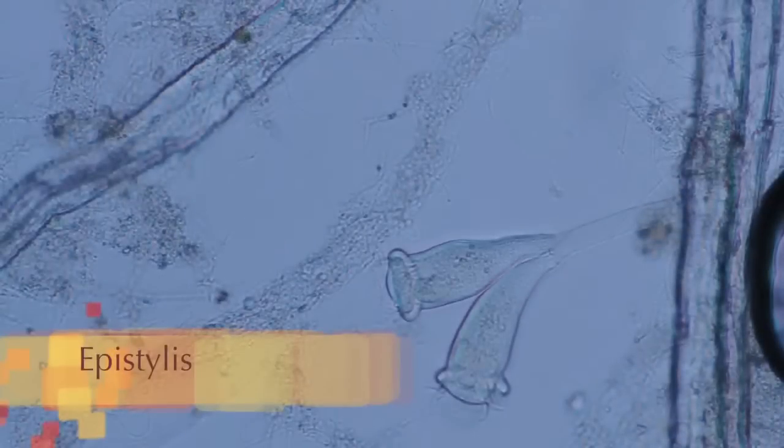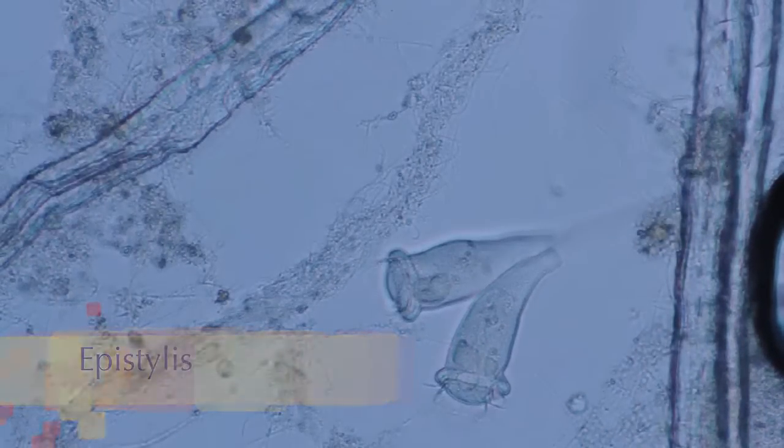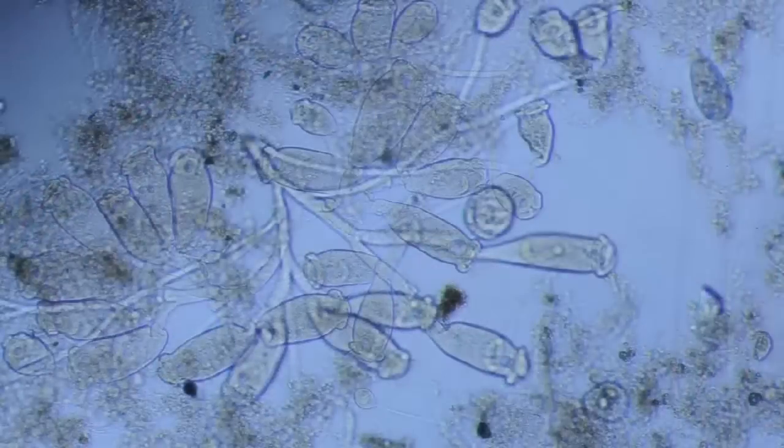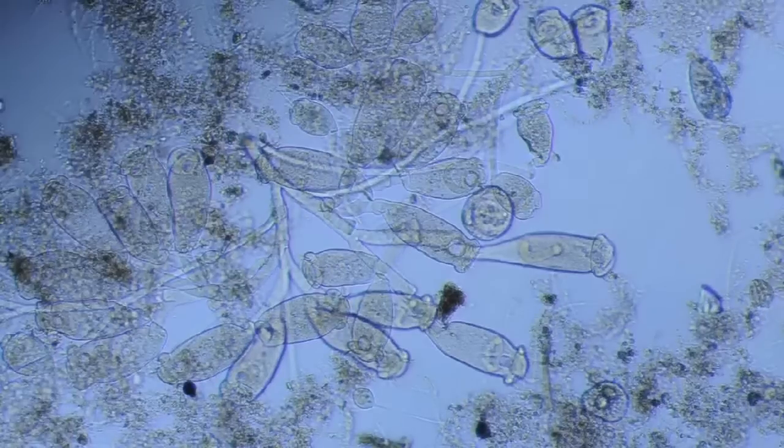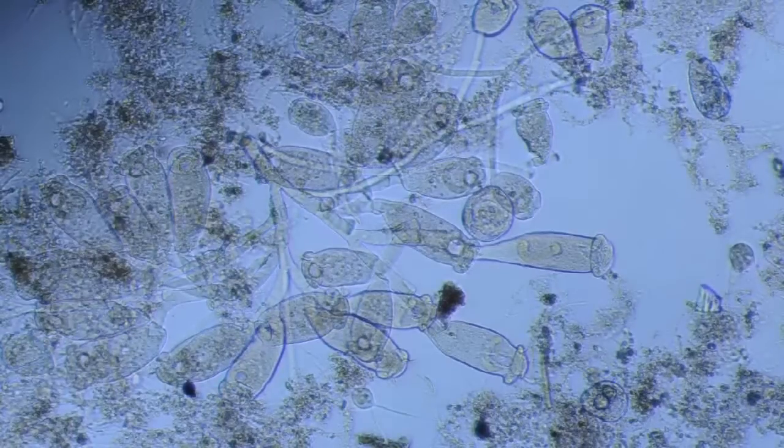Then there's Epistylus. Similar to Vorticella, Epistylus also uses his tail to latch onto bacterial flock formations. However, this guy's a little bit more passive and does not have the retractable feature, so he doesn't move around as much.